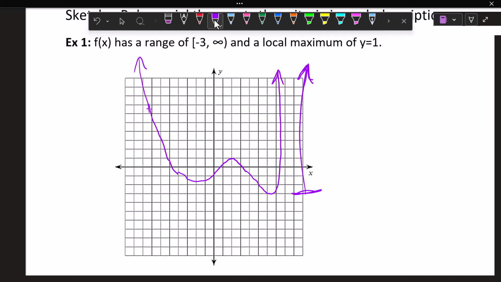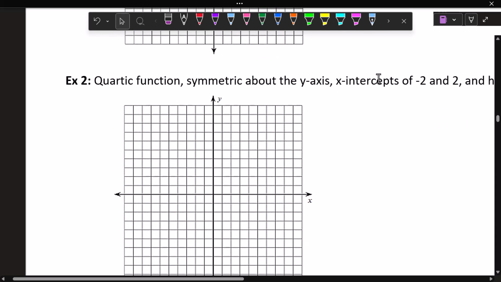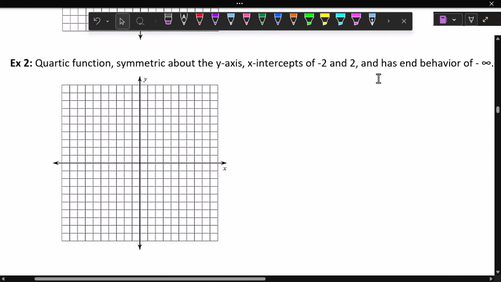So we double check. Does it have a range of -3 to infinity? Yeah, it does. Does it have a local maximum y equals 1? Yeah, it does. That's a maximum within this, the top of a hump, but it's not the full maximum because, well, both end behaviors are going straight up. And that's what you have to do with these. You just kind of have to keep trying and make sure it meets the criteria. So you need to know what the criteria means.